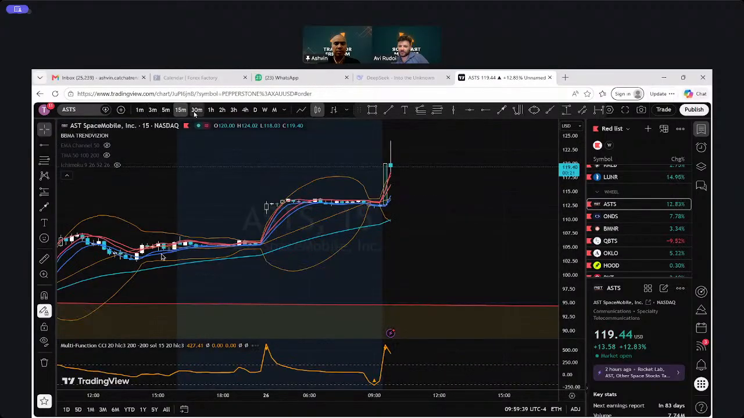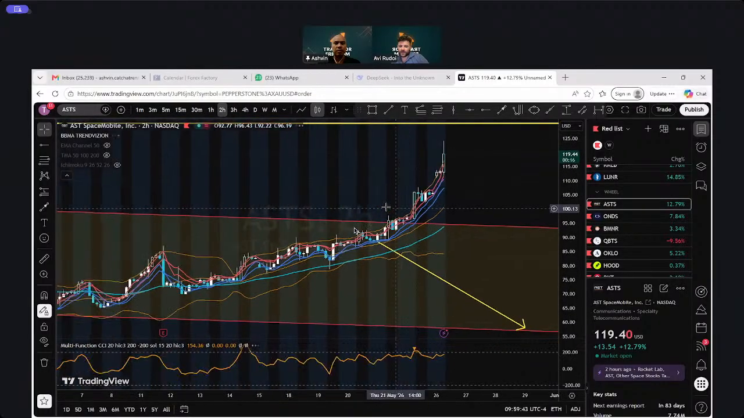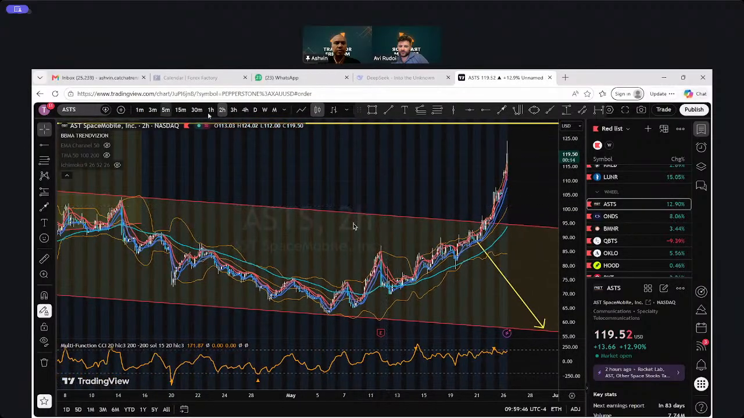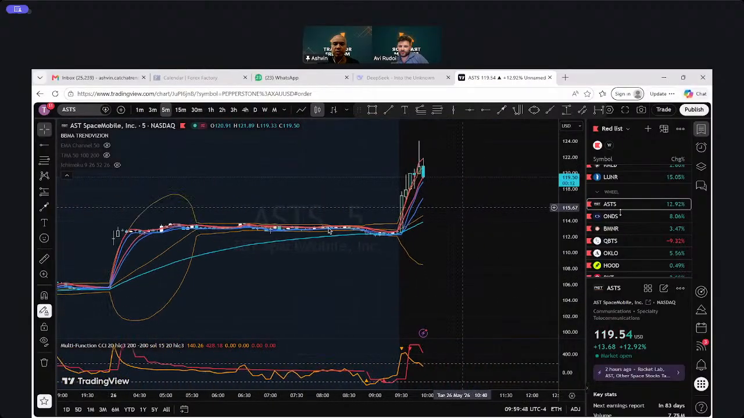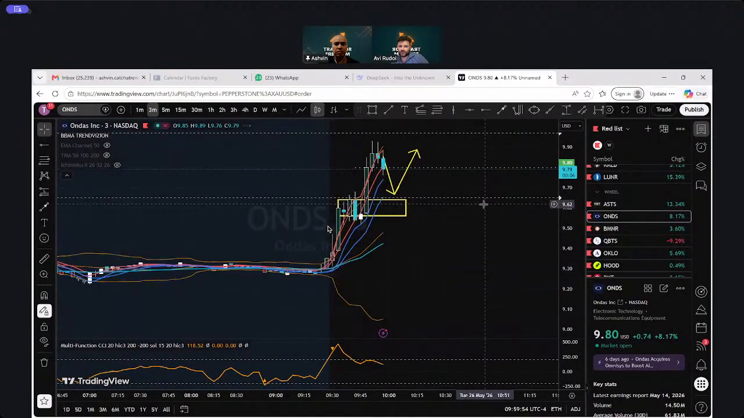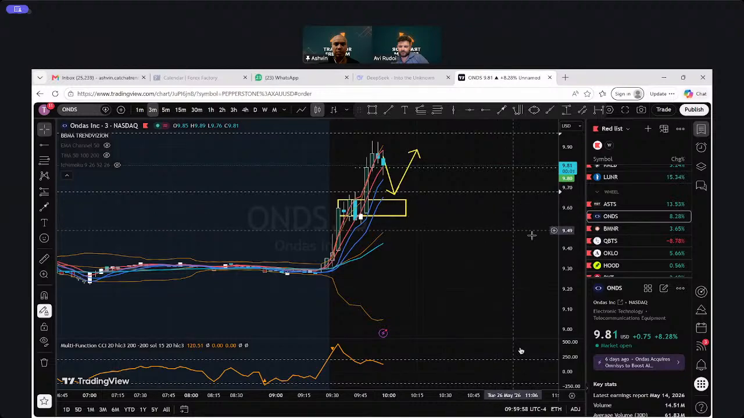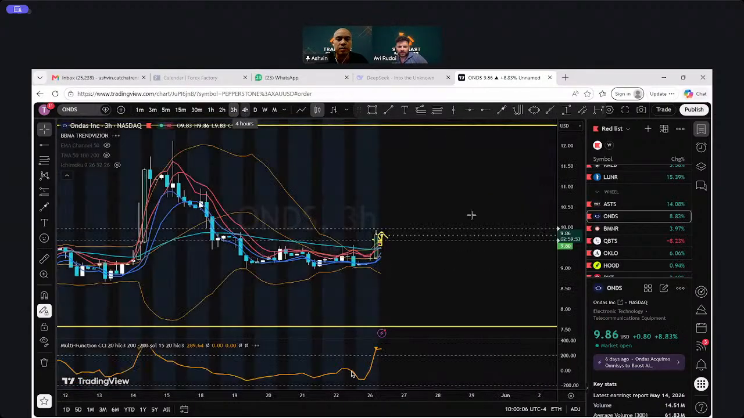ASTS also. ASTS is still pushing up. It might just push up even more. I will wait for it to come down here. Okay. On this 11.5 is here, it's fine.